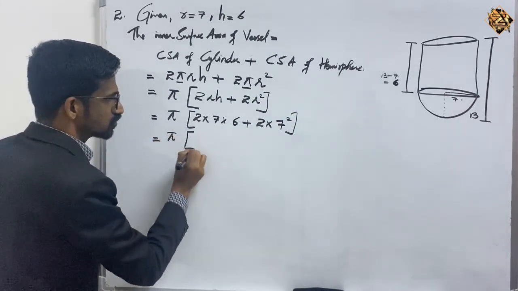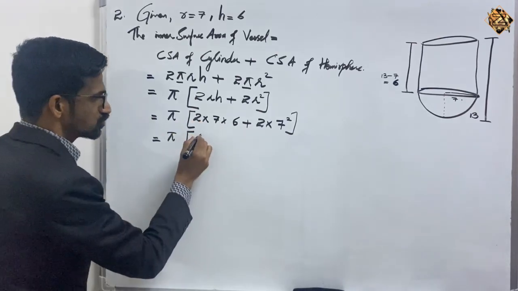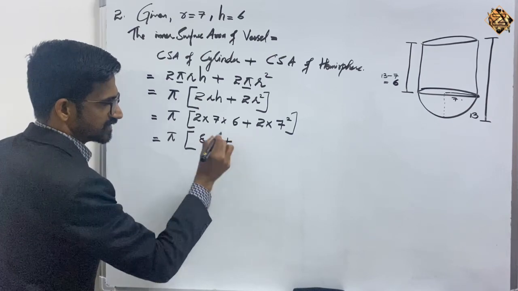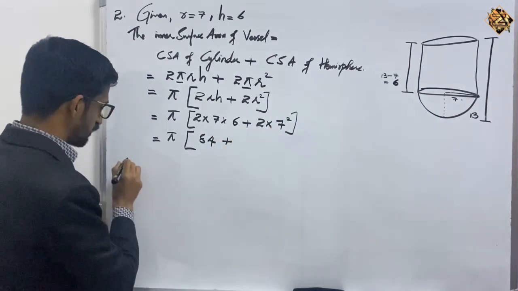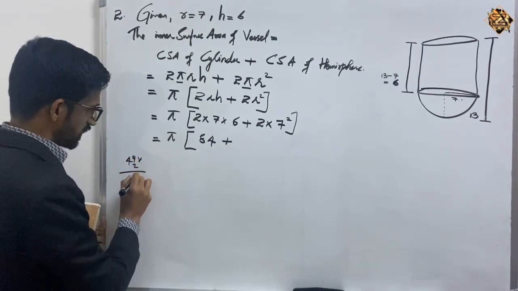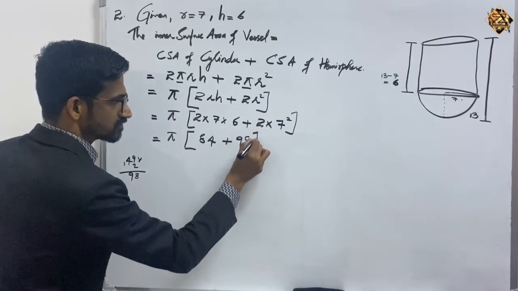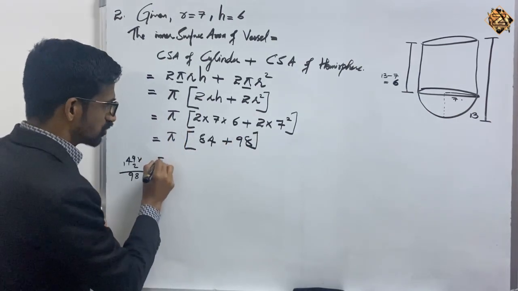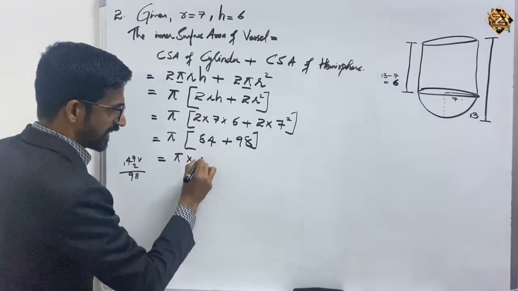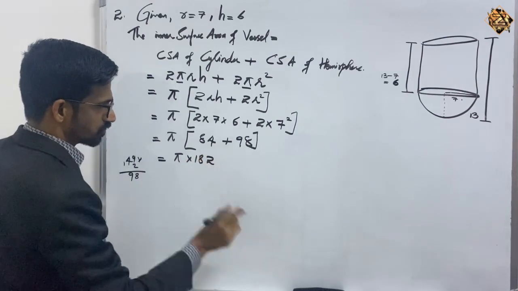So that is equal to pi into, now 2 into 7 is 14, 14 into 6 is 84, plus 7 square, that is 49, into 2, that is 98. So that's equal to pi into 84 plus 98, that is 182.